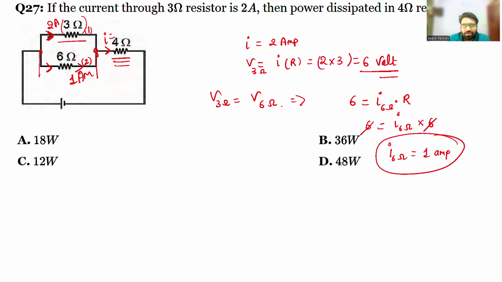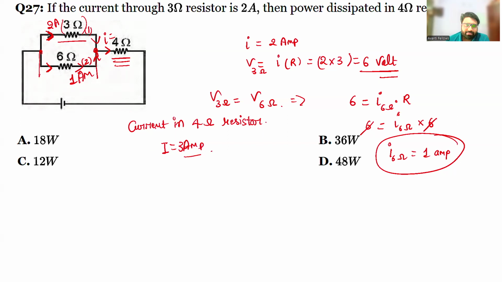So this is the nodal rule you can also apply, and very common sense is that the currents will get summed up. So 2 ampere plus 1 ampere. So the current in the 4 ohm resistance, let's say it is denoted by capital I, will become 2 plus 1, which is 3 ampere.